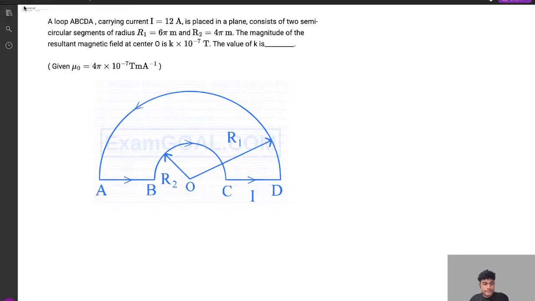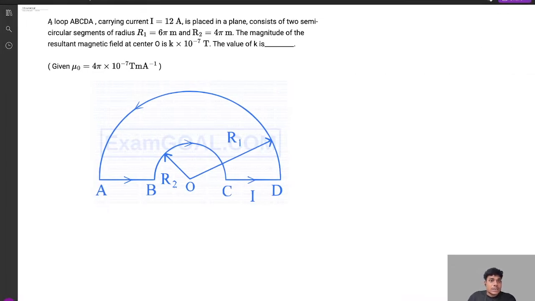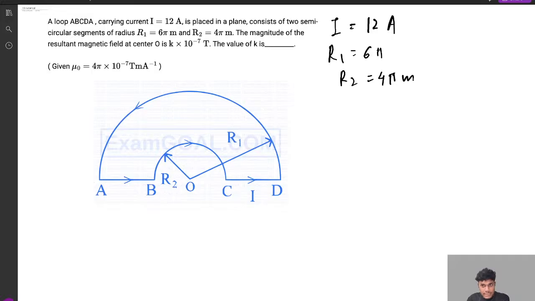Next question is this, understand? You understand this? Now, here is our next question. A loop ABCDA, okay, carrying current I equal to 12 ampere, in a plane, consists of two semicircular segments. Means the bigger radius R1 is equal to 6 pi, and R2, that is the small radius, is equal to 4 pi, and both are in meters.